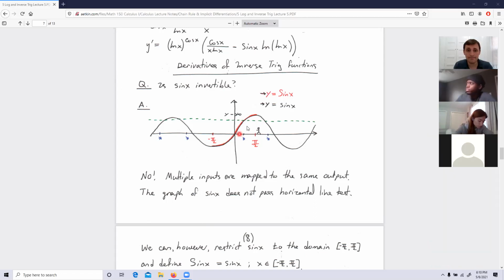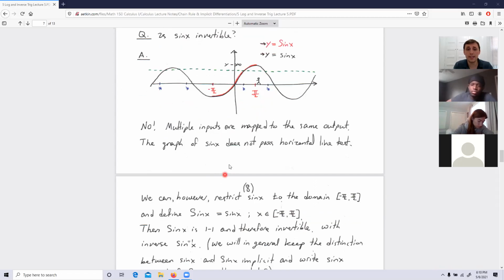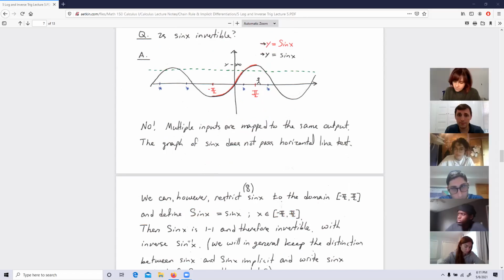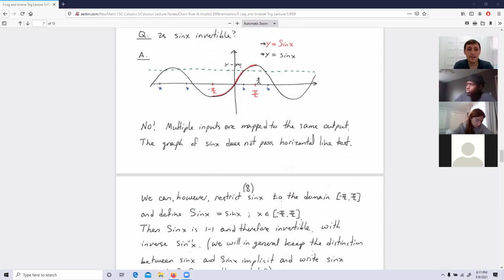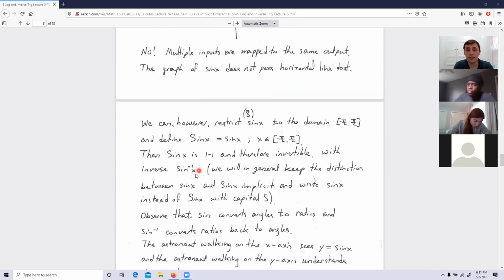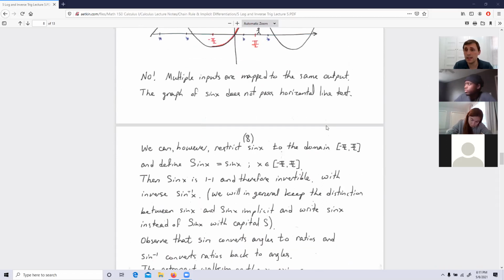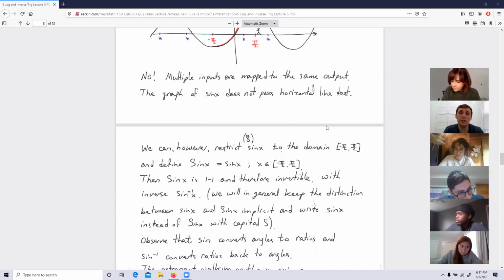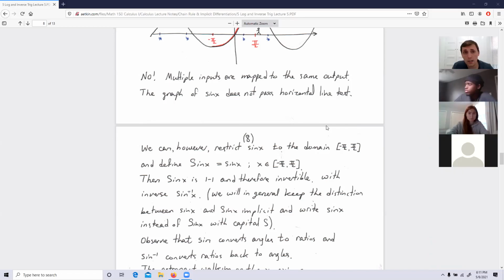Can you see that? So we define capital Sine x to be sine x where the domain is between minus pi over 2 and pi over 2. So now, guys, we would, of course, avoid using the capital letter S. We will simply say sine inverse and know that we mean the inverse of the restricted sine over this interval.